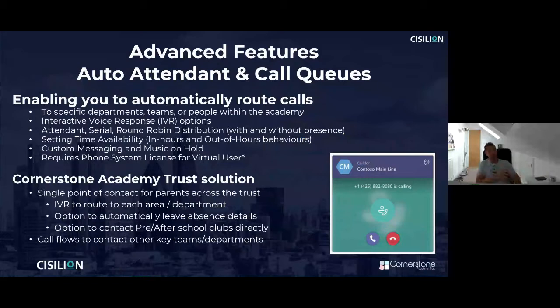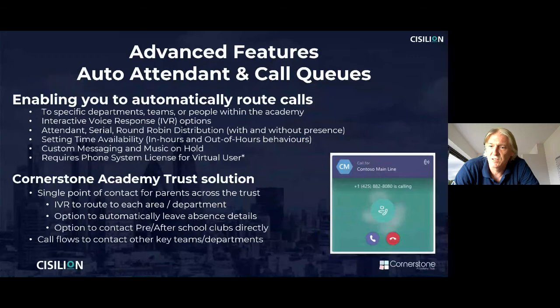So one of the things that we spent a lot of time working through with David and the team as part of the deployment for Cornerstone was how we handle what we call the advanced features. So auto attendant, IVR functions when you call, and actually how calls get routed. And Rob, I think you did the design and the implementation of this. Would you like to just talk through a little bit around the challenges that Cornerstone had and how you helped?